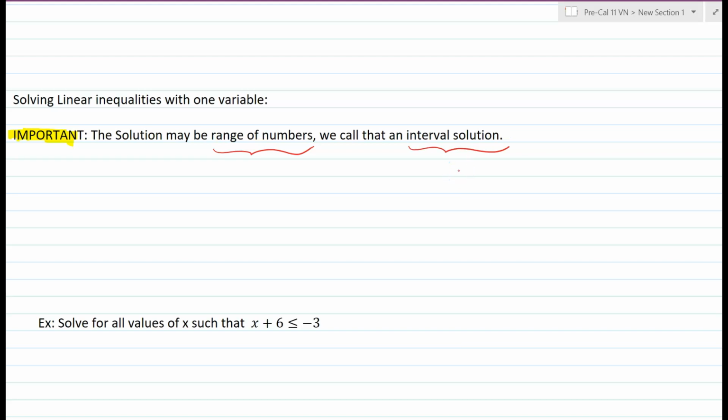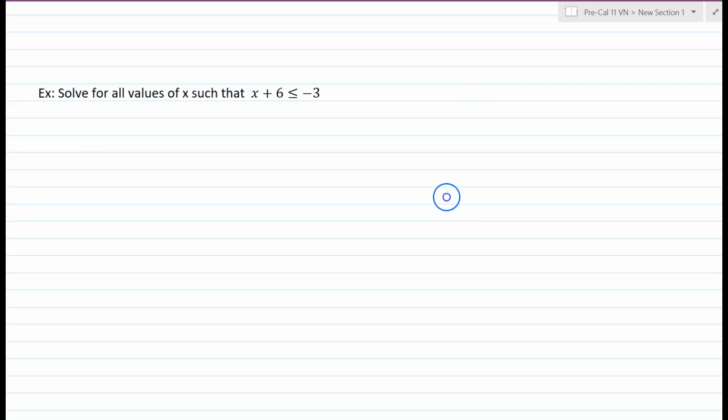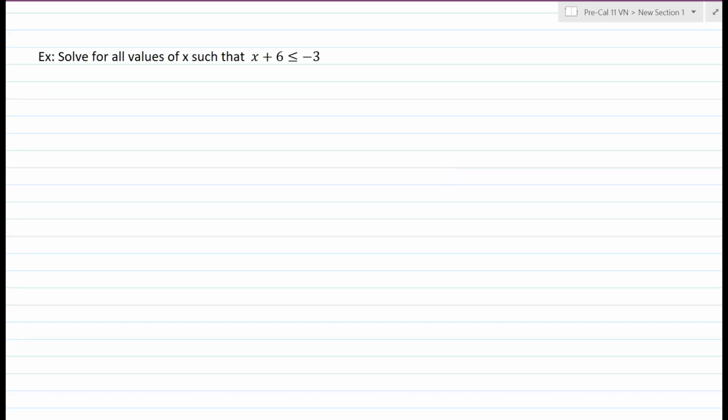So let's go ahead and solve. The first thing that you have to do is treat that inequality, this one right here, just like an equation. All right, so we're going to isolate the variable, we're going to isolate x, so we have to subtract 6 from both sides.